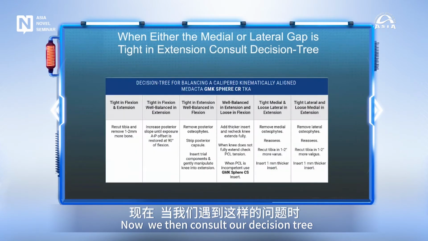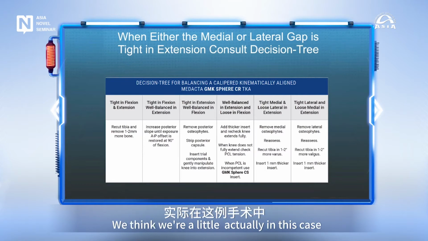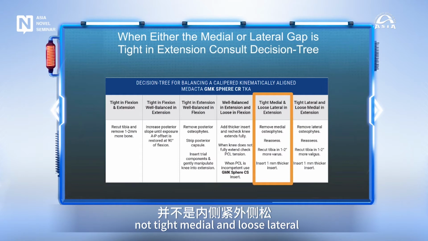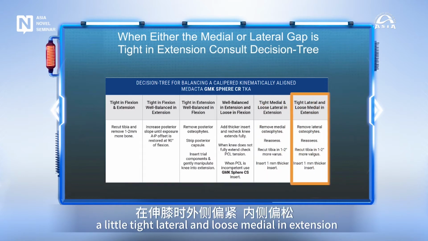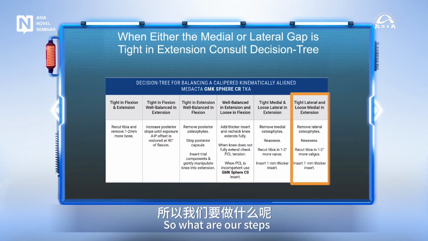Now, we then consult our decision tree when we have an issue like this. We think we're, actually in this case, not tight medial and loose lateral, but we think we're actually a little tight lateral and loose medial in extension. So what are our steps?